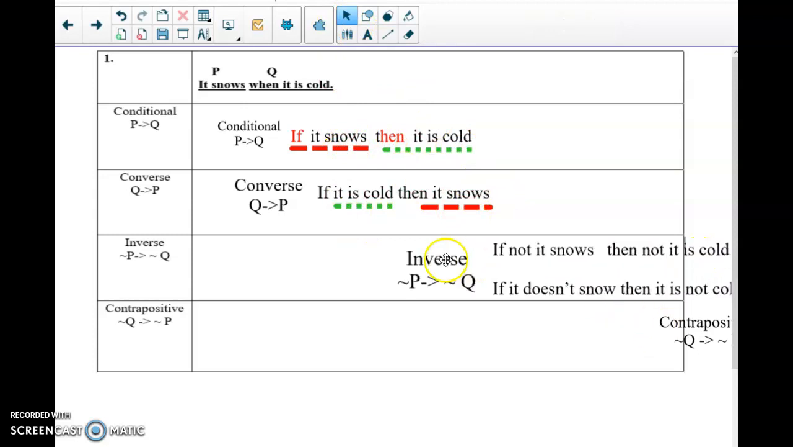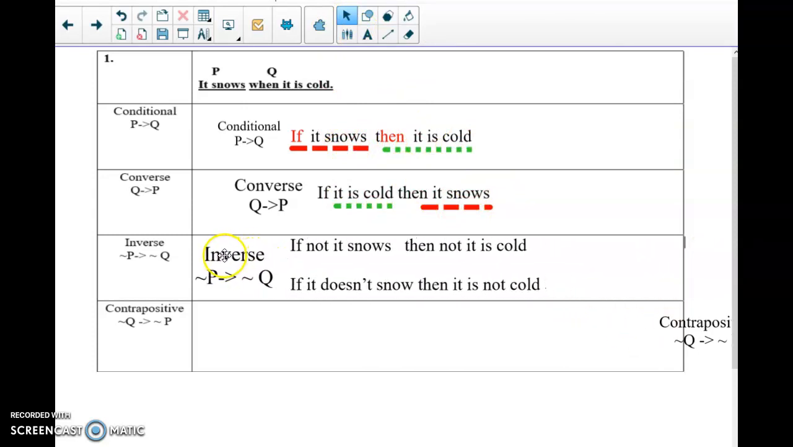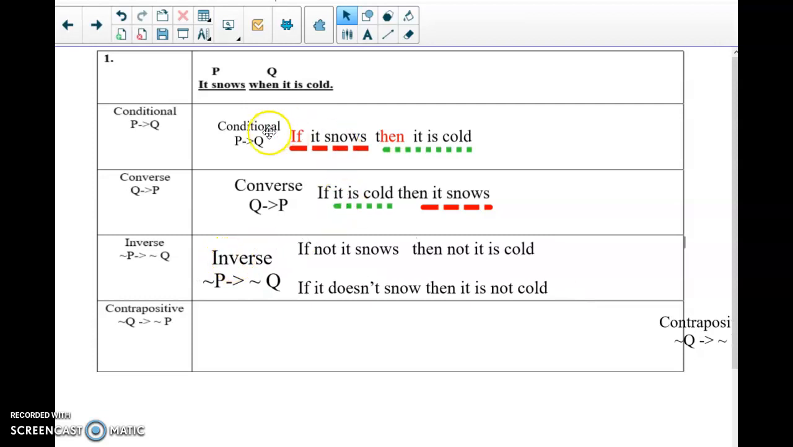The inverse we read as not. Okay, now that's a little awkward. So if I go back up here and it says, if it snows, then it's cold, I'm just going to stick the word not in there. If not it snows, then not it is cold. And that makes no sense at all, even though all I did was put that not in there. So I need to make it make sense. If not it snows, what's another way of saying that? If it doesn't snow, then what? Then it's not cold. So you just need to make your sentence make sense.